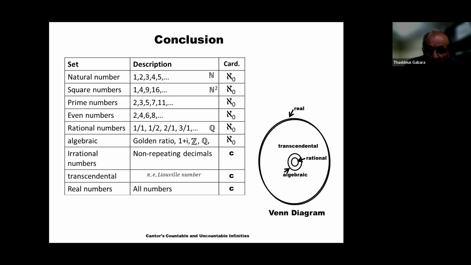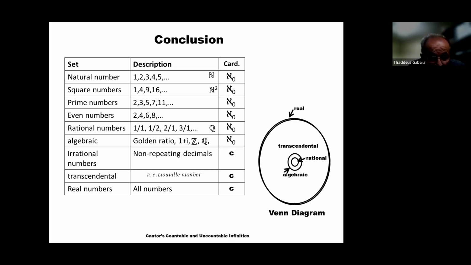So, in conclusion, we see the natural numbers, 1, 2, 3, 4, have a cardinality of alpha null. All of the square numbers have the same cardinality. I didn't do the prime numbers, but you could imagine putting the prime numbers into a list. You'll find that it has an alpha null. All of the even numbers, all of the odd numbers, all of the rational numbers, and all of the algebraic numbers are countable to alpha null.